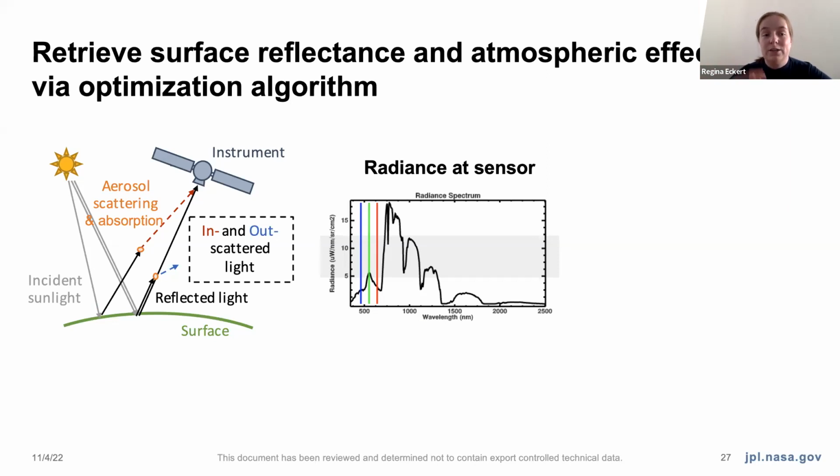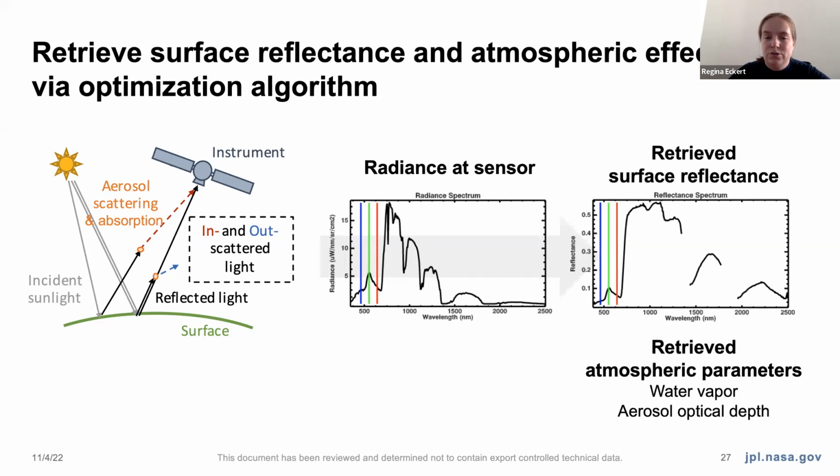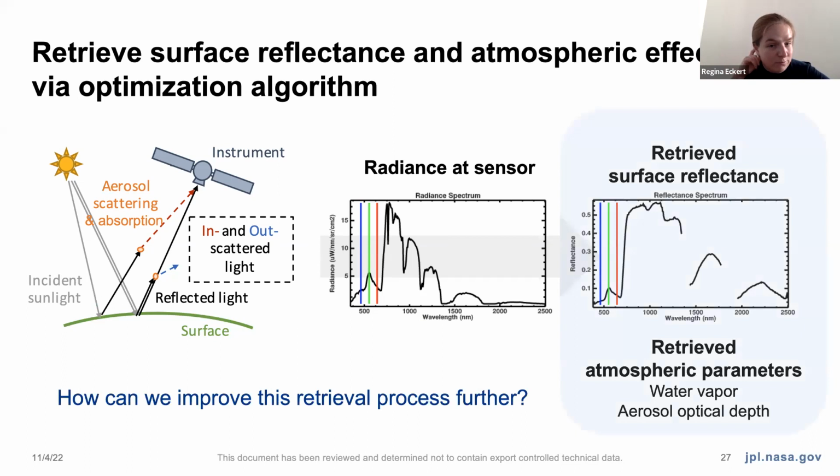So in order to get something useful for those applications, you have to do an optimization problem where you take the radiance actually measured at your sensor and retrieve from that surface reflectance values, as well as something about your atmosphere, in this case water vapor or aerosol optical depth. The problem a lot of us at JPL are looking at is how we can improve this retrieval process. It's doing really great as it is, but there are lots of ways it could be improved, right?